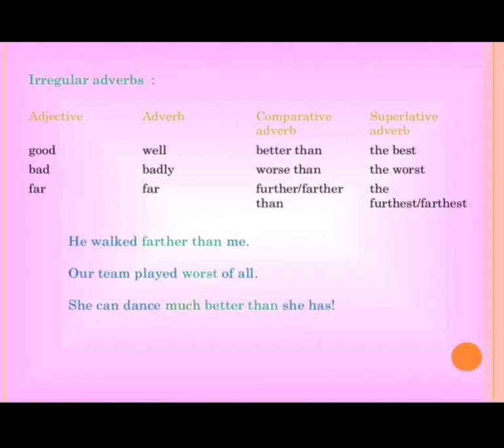Now here we have some irregular adverbs. For good we have well; the adjective is good and the adverb is well. For bad we have badly. For far we have far. Here are their comparative and superlative degrees. For well we have better than, for bad we have worse than, for far we have further or farther than. The superlative degrees are the best, the worst, and furthest and farthest.